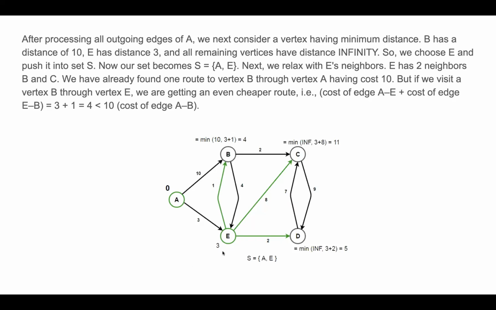Okay, A to E is 3 which was already given. E to B we took it as 4. Okay, so what it became: minimum of 10 and 3 + 1 which is equal to 4. Okay, from E to D what it is there, we can reach there from E to C and E to D. What will be the distances for E to C?